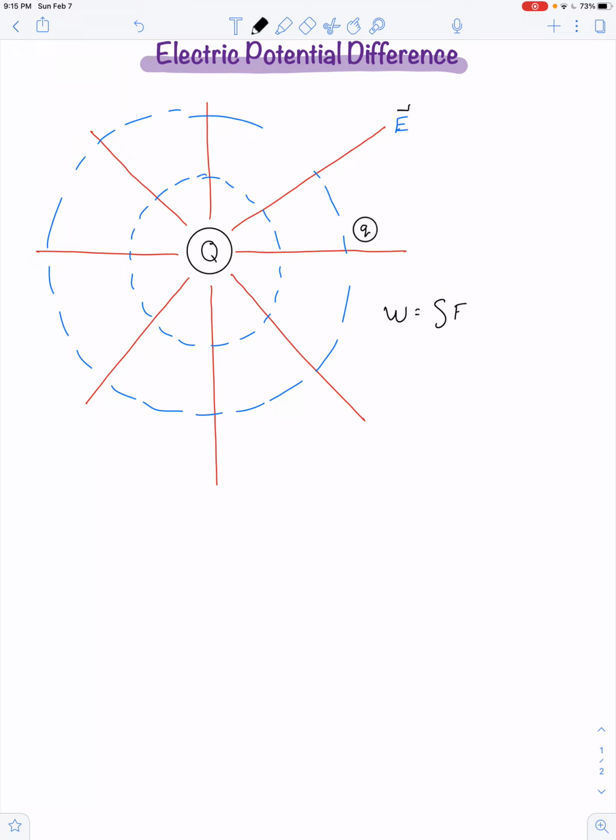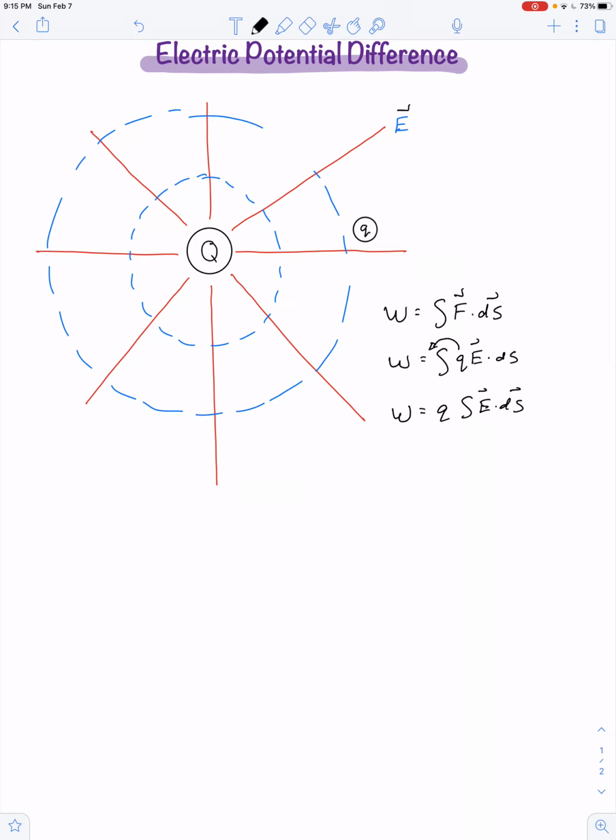Work is the integral of F dot ds. In electrostatics, the force is found by multiplying the charge times the strength of the field. This charge is just some singular value of coulombs we can take out of the integral. Work is q times the integral of E dot ds.